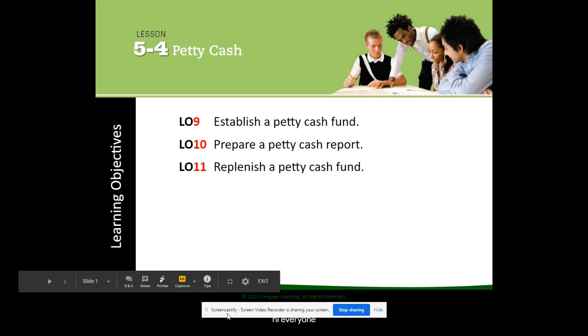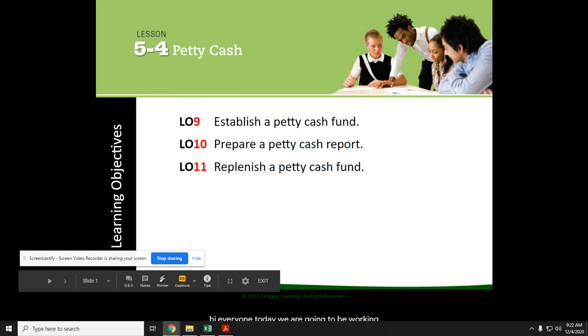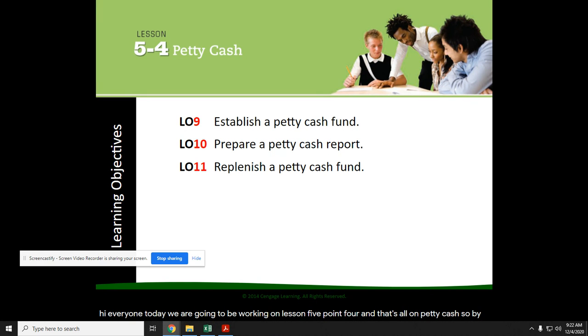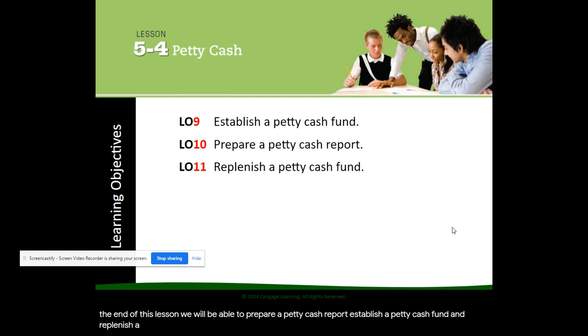Hi, everyone. Today we are going to be working on lesson 5.4, and that's all on petty cash. By the end of this lesson, we will be able to prepare a petty cash report, establish a petty cash fund, and replenish a petty cash fund.